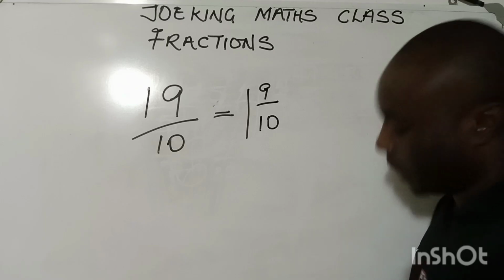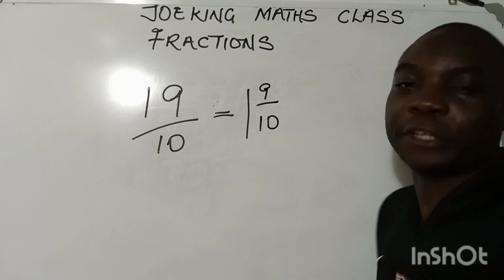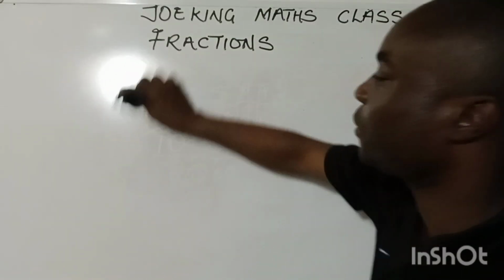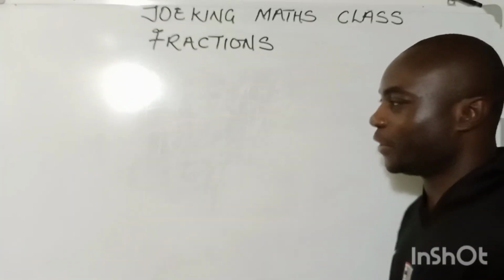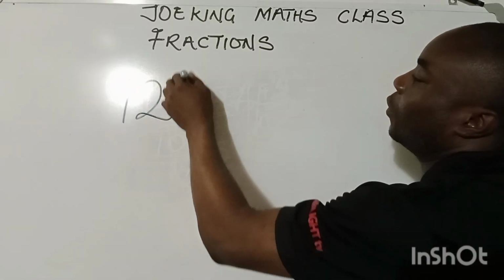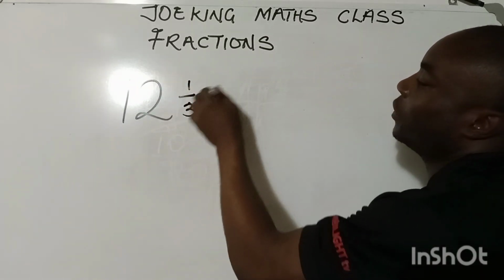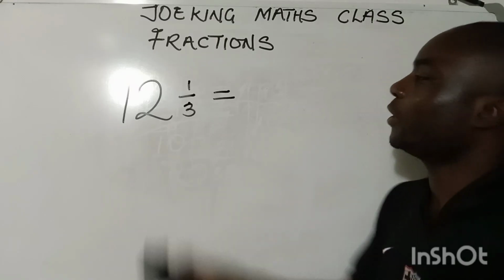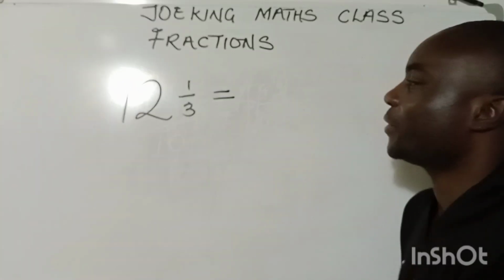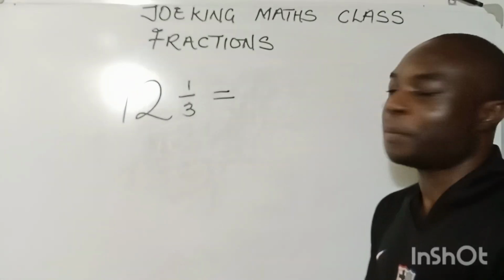Now, having said how to change from improper fractions to mixed numbers, let's learn how to change from mixed numbers to improper fractions. Look at this example. We have 12 whole number 1 over 3. This is a mixed number. So let's learn how to change this mixed number to an improper fraction.